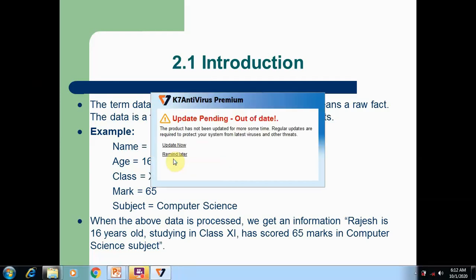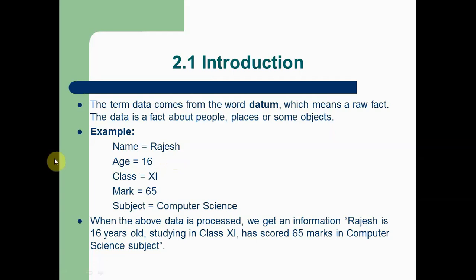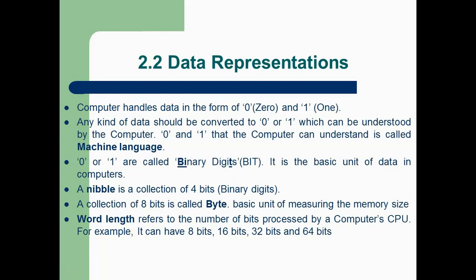When you convert this data into information, this information is known as processed data. When you process this data, we will get the information. Here you can see Rajesh is a 16-year-old studying 11th standard, has scored 65 marks in the computer subject, which gives some information to the user. By using this information, the user can take decisions.